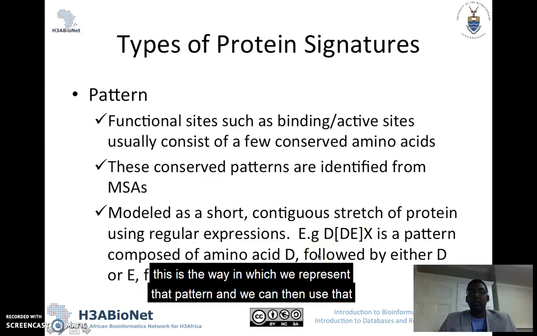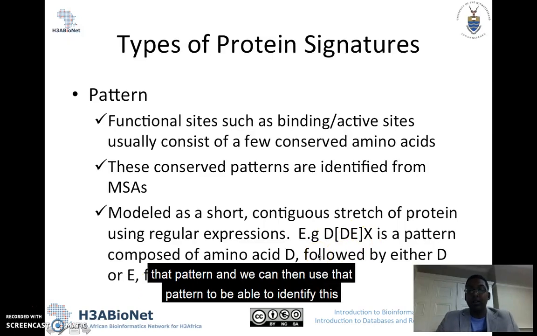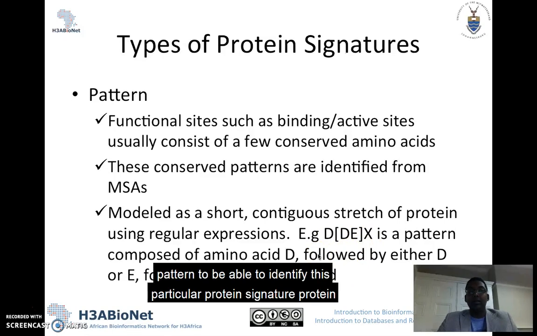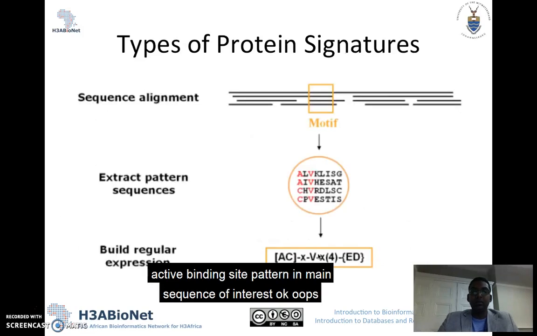Okay. So this is the way in which we represent that pattern, and we can then use that pattern to be able to identify this particular protein signature or protein active binding site pattern in a sequence of interest.